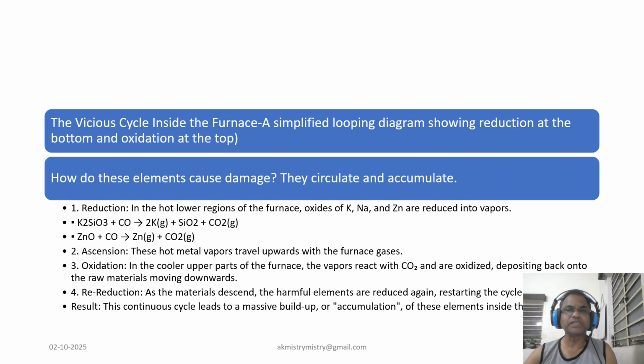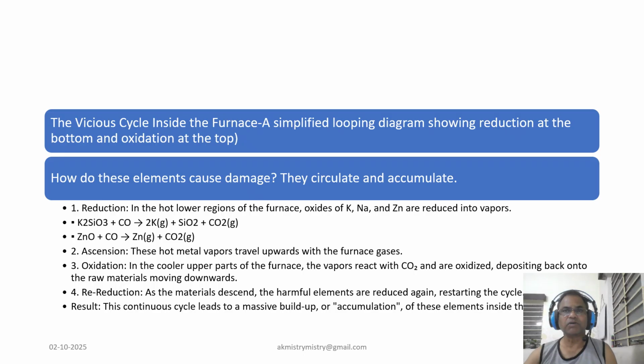So, how do these elements cause so much damage? The key is that they get trapped in a vicious cycle of circulation and accumulation inside the furnace. Here is how it works. First, in the very hot lower region of the furnace, the oxides of potassium, sodium, and zinc are reduced into vapors. For example, zinc oxide reacts with carbon monoxide to form zinc vapor and carbon dioxide. This is an endothermic process, meaning it absorbs a lot of heat.